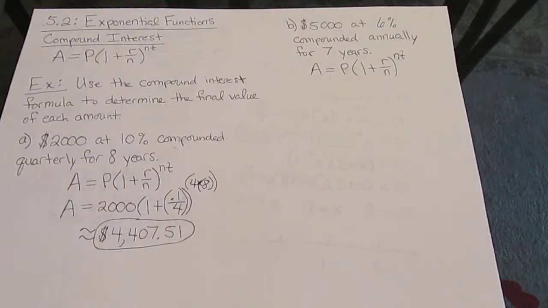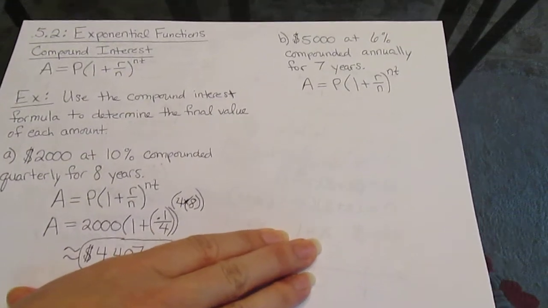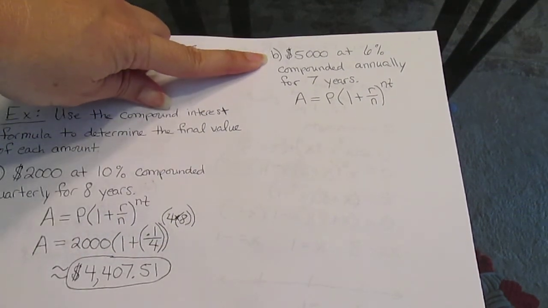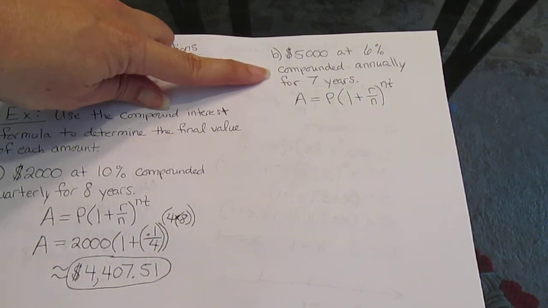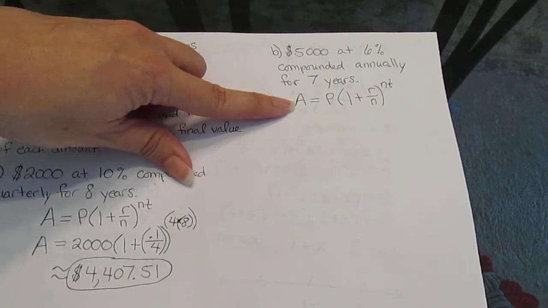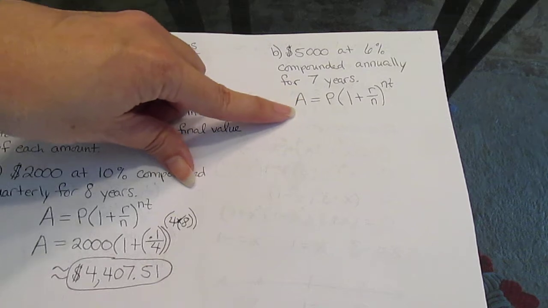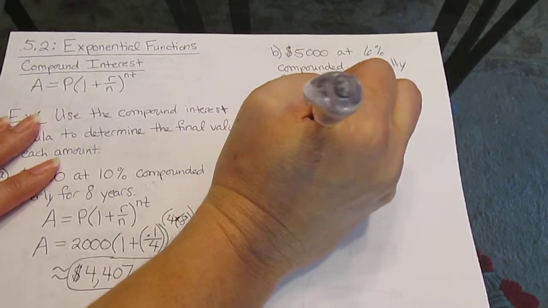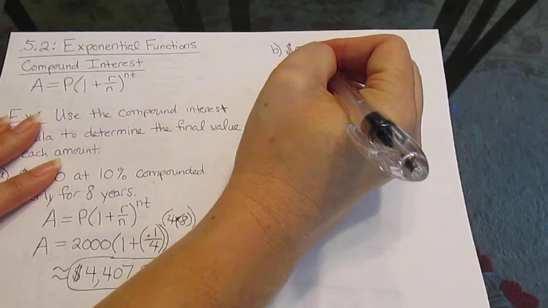Okay, let's try another one. Part B, it says $5,000 at 6% compounded annually for 7 years. Okay, again, I wrote down the formula for us. We're still looking for the ending amount, so we're looking for A. Let's fill in all of our variables. So the beginning amount, 5,000.